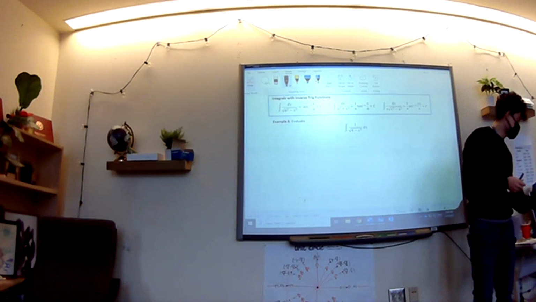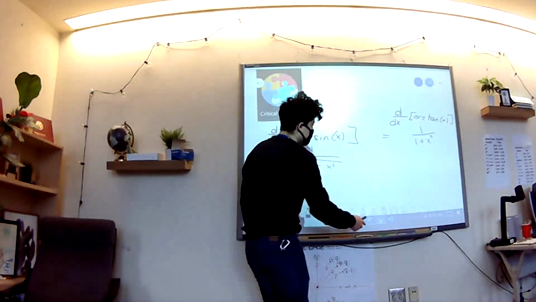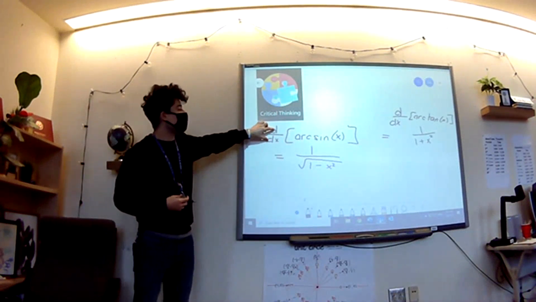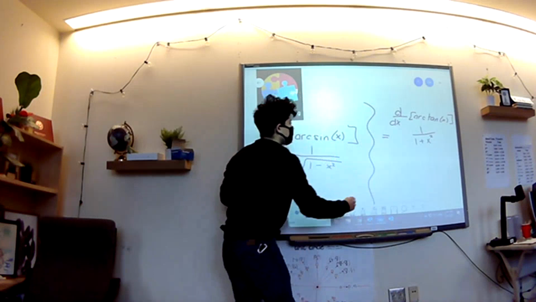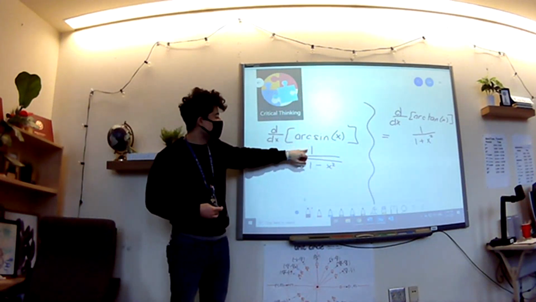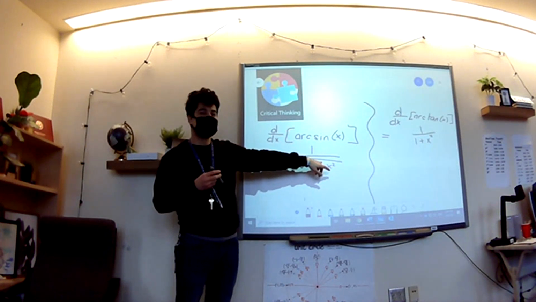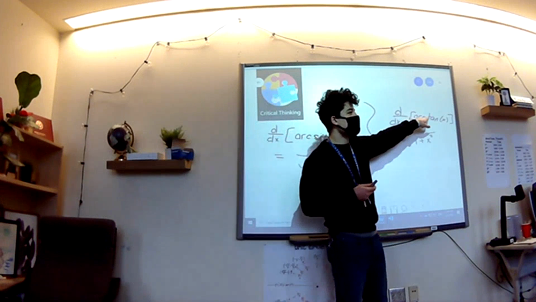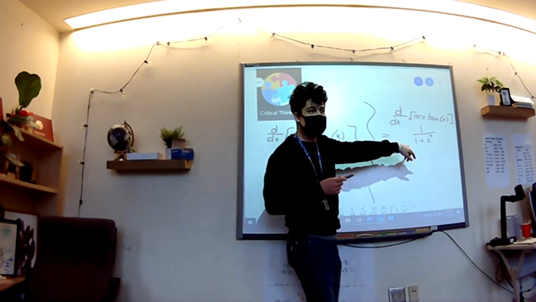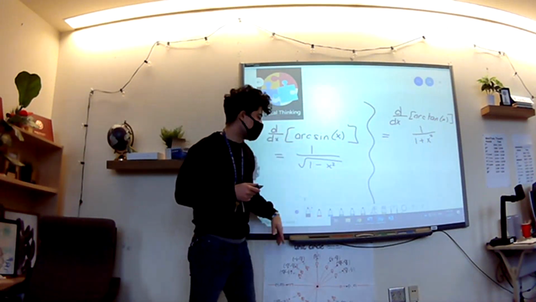Okay, so first of all, let me remind you, or maybe you already remember, that the derivative of arcsine is 1 over square root of 1 minus x squared. Remember this from way back in the day? And then the derivative of arctangent, like tangent inverse, is 1 over 1 plus x squared. Those will come back up later, but this is important to know right now.